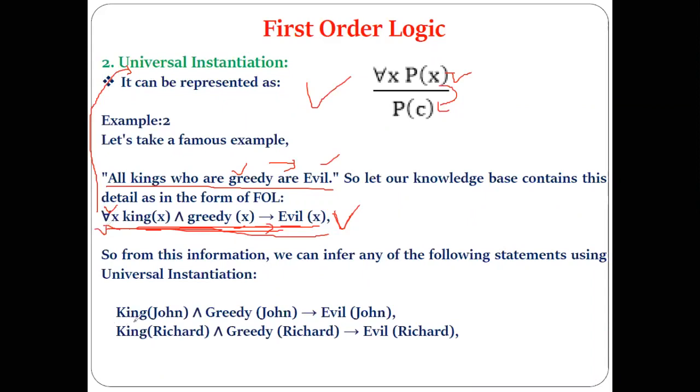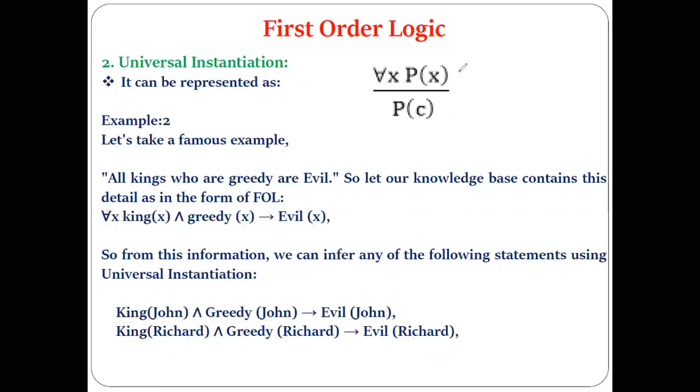So, same, I have King John. King John, greedy John, evil John. Its meaning is that we have inferred that John can also be a King. Correct? Yes or no? Yes, sir. In a similar way, you can write it in another way also. King Richard: we are inferring that Richard is the King, he is greedy, and that's why he is evil. Understood? Yes, sir. So this is nothing but the rule of universal instantiation, the inference rule of the quantifier that we are discussing.